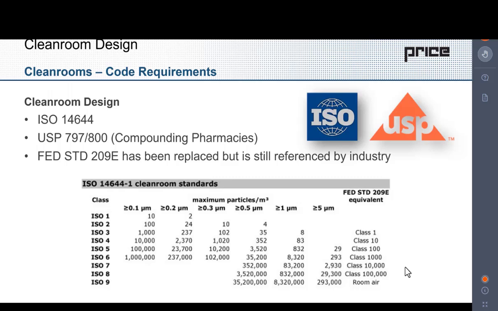So you might be working on a clean room with a contractor that has a lot of experience in the industry, and you might hear them talking about a class 1 or a class 10 clean room that actually might not be an ISO class. They might be referring to that Fed standard.